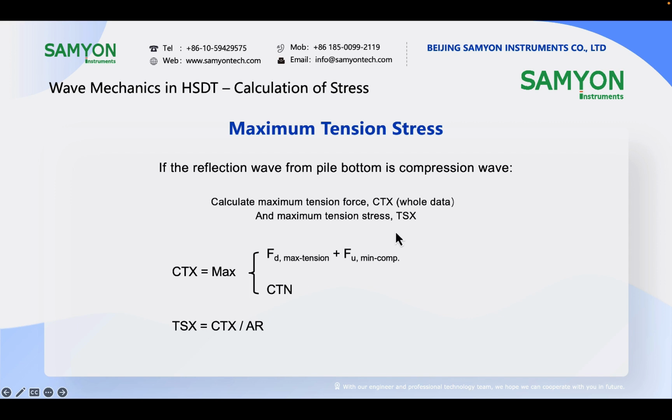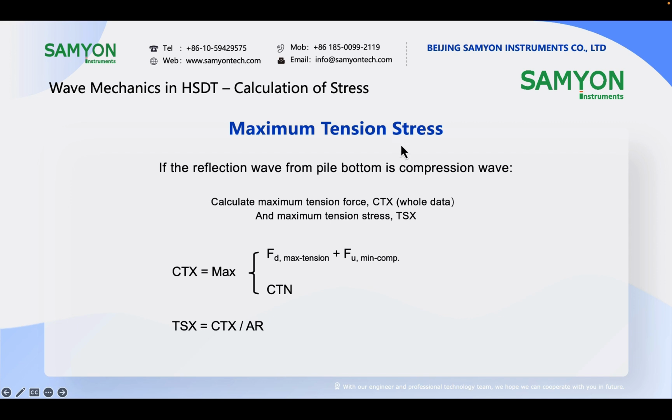Then we compare this tension force with CTN that we calculated in the previous slide. Then we take the bigger one as CTX. Then we use CTX divided by section area A. We got TSX. So finally, we use TSX as the maximum tension stress in the whole pile body.